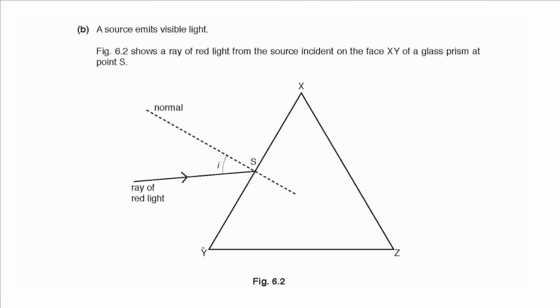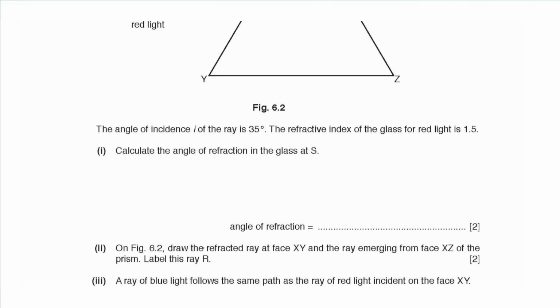Question B says a source emits visible light. Figure 6.2 shows a ray of red light from the source incident on the face XY of a glass prism at point S. The angle of incidence i of the ray is 35 degrees. The refractive index of the glass for red light is 1.5. Calculate the angle of refraction in the glass at S.